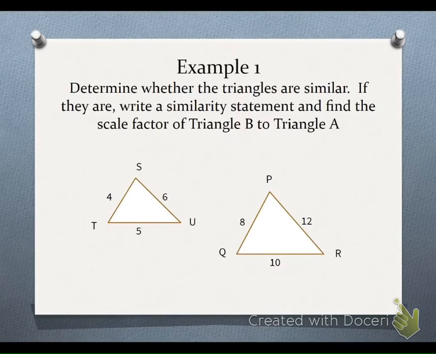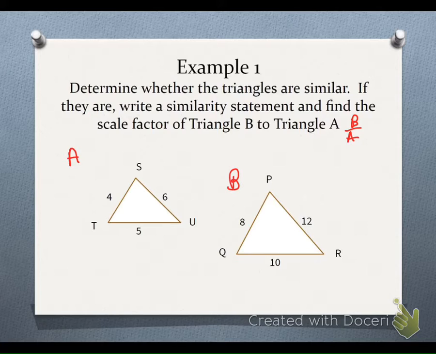You're going to tell me to determine whether these triangles are similar. If they are, we're going to write a similarity statement. We didn't have a label here, so we're going to call this one A. We're going to call this one B. So scale factor of triangle B to triangle A. That means that B is going on top and A is going on bottom. So we write this out. B over A is what we're looking for when we write it that way.